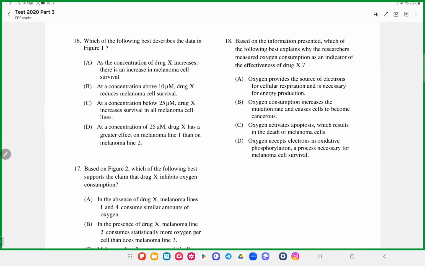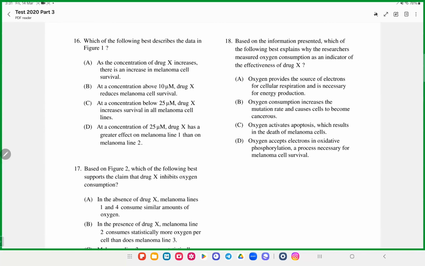Okay. So it seems that in the experiment we have less O2 consumed due to drug X. So the answer is exactly correct.